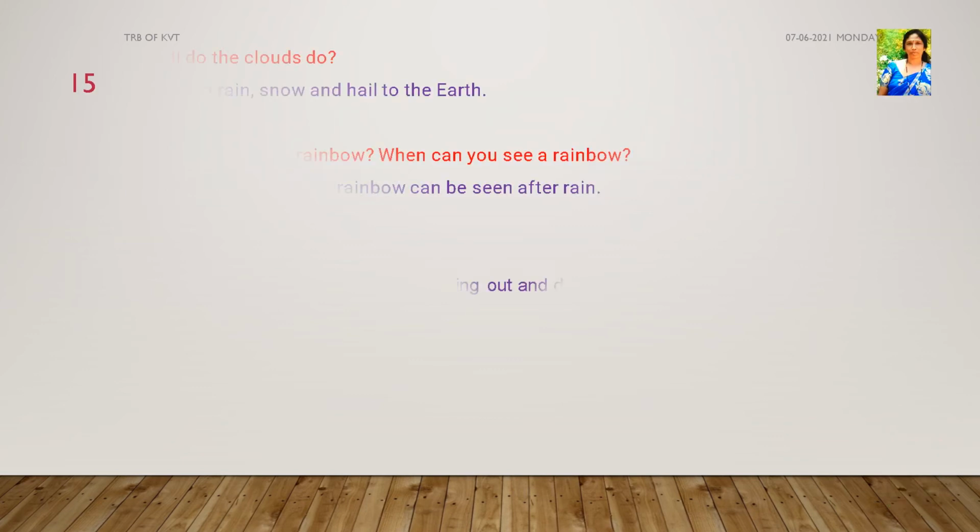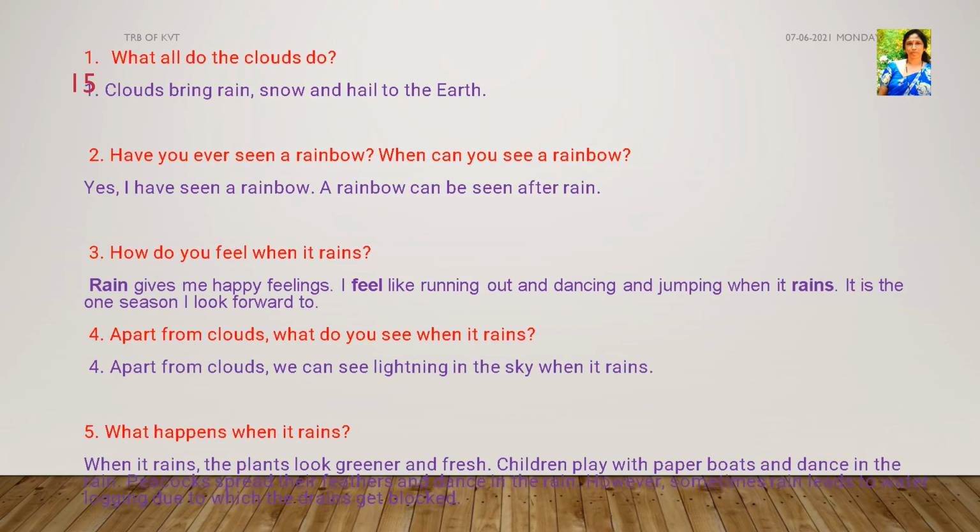Now here there is something very interesting for you, children. What all do the clouds do? See, in the sky we find the clouds. Then if the clouds are not there during the night time, we see the stars, the moon. Yes. So today we are dealing with water, isn't it? Let's talk something about the clouds, something that you like the most, okay? Now, what all do the clouds do? Clouds bring rain, snow, and hail to the earth.